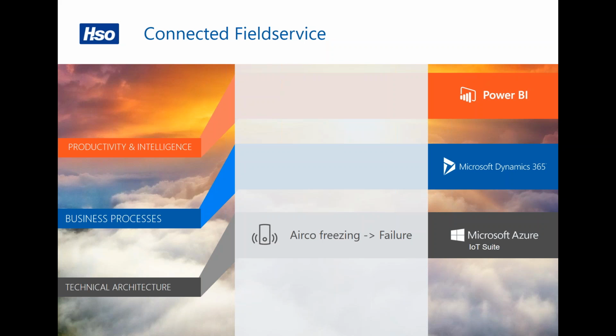This is a Microsoft Azure service in the IoT suite. So the IoT suite, one of the Azure services, is used to get information from the air conditioning to the field service company, which is using this information for the next steps.